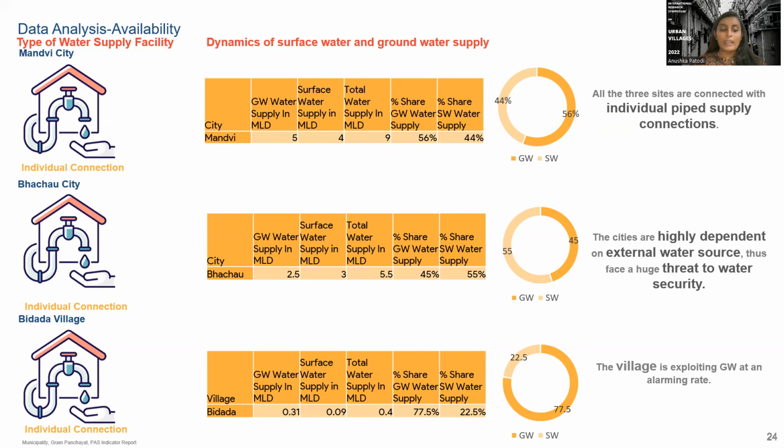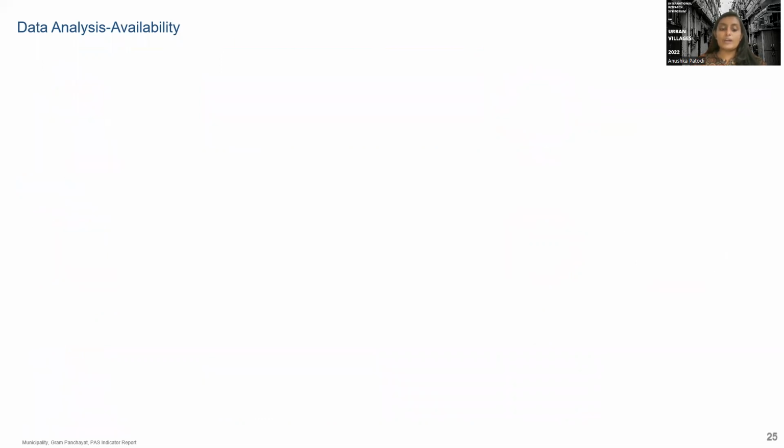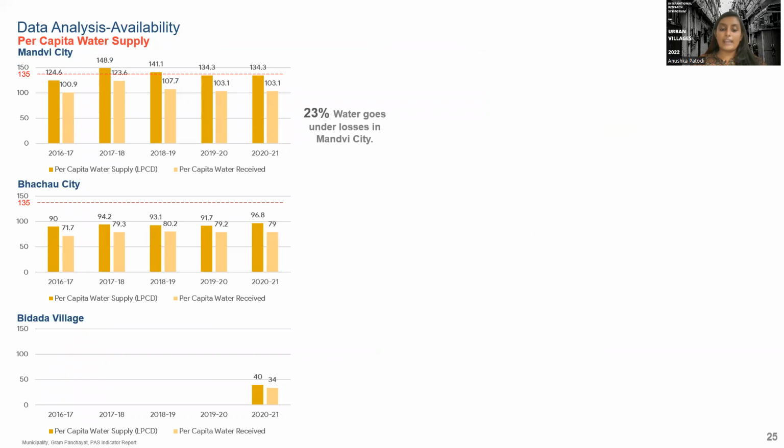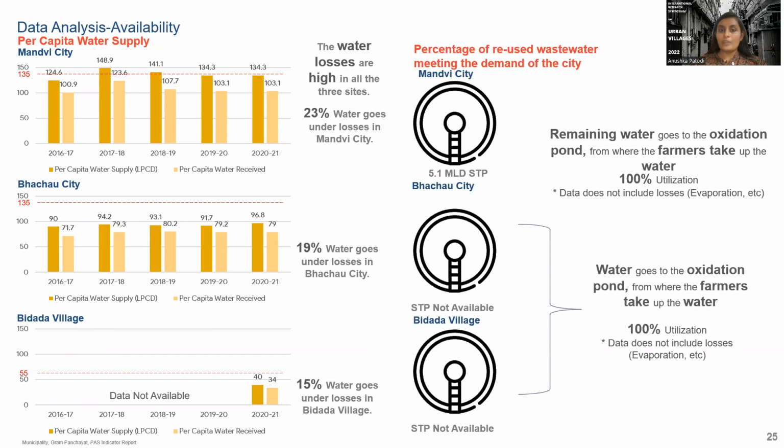Coming to the third indicator, which is per capita water supply, the water being supplied by Manvi ULB is 134 LPCD, but only 103 is being received at the consumer end. 23% of the water goes under losses. Similarly, in Bachao, 19% goes in losses, and in Bidda, 15% of water goes under losses. It is to be noted that despite Bachao being a sewer connected city, the per capita supply does not meet the minimum requirement of 100 LPCD. The water losses are very high in all the three sites.